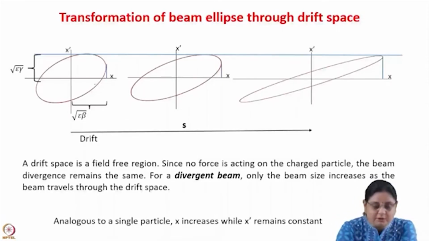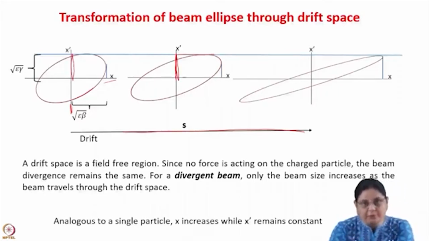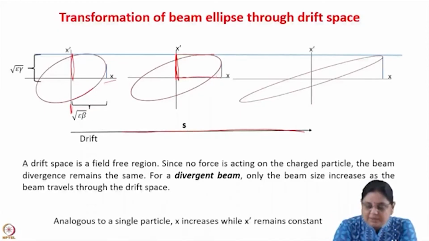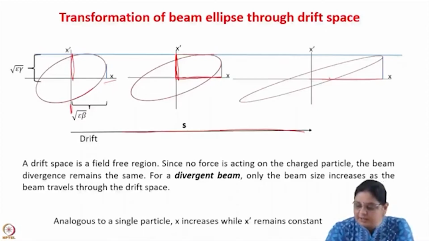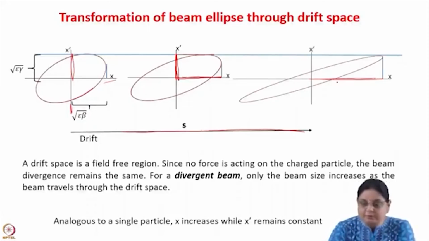So here again we are talking of phase space or trace space. This is the ellipse at the initial location, and as S is increasing, as the beam is progressing in a drift space, since there is no external force, the divergence remains the same. However, the beam is expanding because the beam is like a ray of light and it tends to increase in size. So we see that the beam size has increased here and here it has increased even more. So we can see that the beam ellipse is transforming in the drift space.